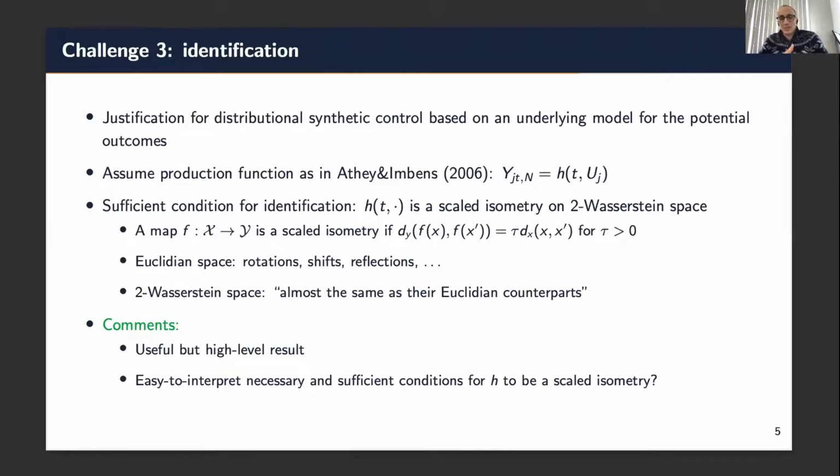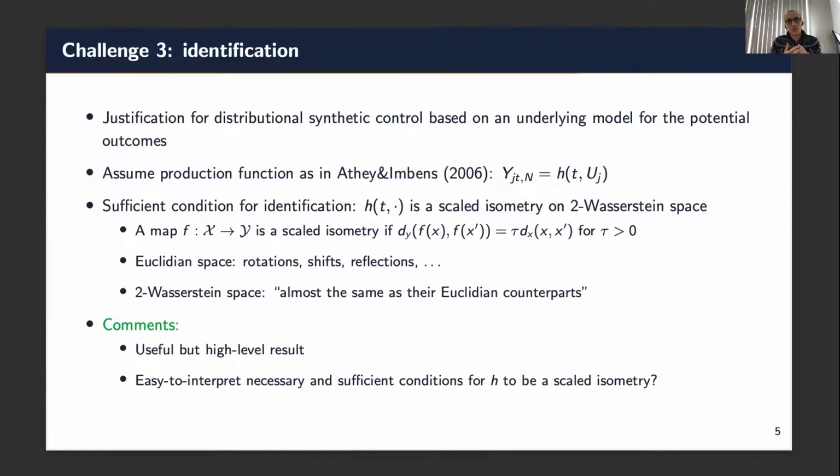The paper then talks about two Wasserstein spaces and isometries in two Wasserstein spaces, and there is this paper in the math literature that has results characterizing those isometries. And the conclusion of the paper is, those are almost the same as their Euclidean counterparts. I thought that this was an extremely useful result, but also a somewhat high-level result. And so I personally view this as a starting point.